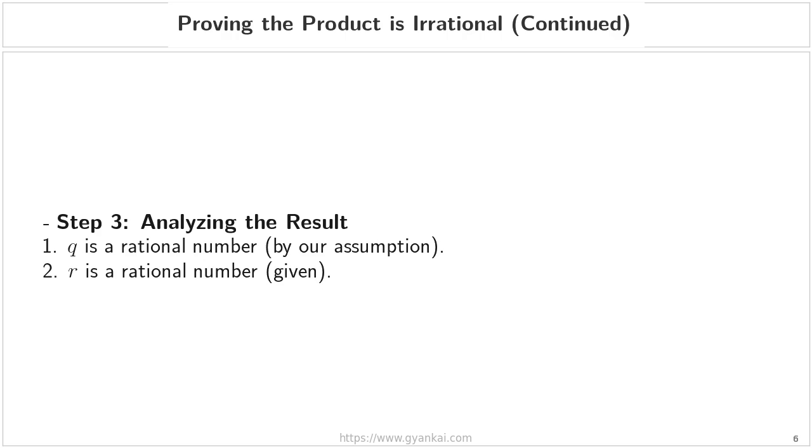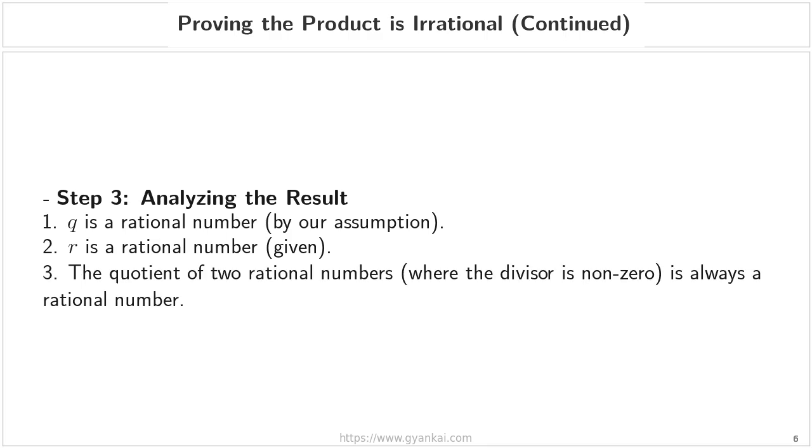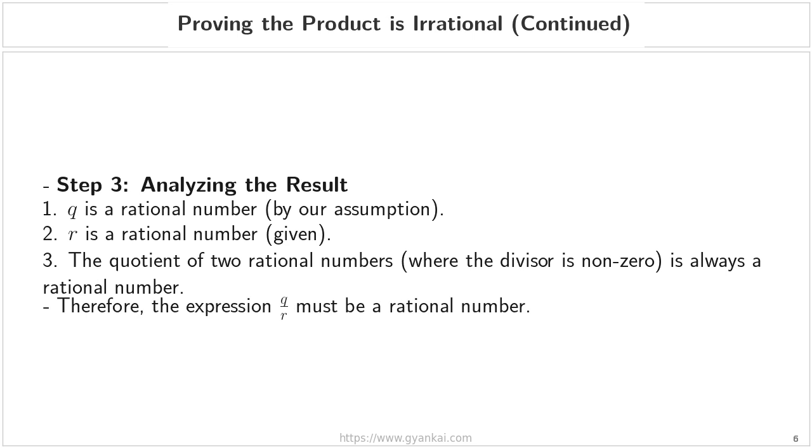Second, the problem statement itself gives us the fact that r is a rational number. Now, here is the key mathematical principle. The quotient of any two rational numbers, provided the divisor is not 0, is always a rational number. So, looking back at our equation, since both q and r are rational, the entire expression, q divided by r, must also be a rational number. This is a crucial realization, because as we will see in the next slide, this result is about to clash directly with the facts we already know.